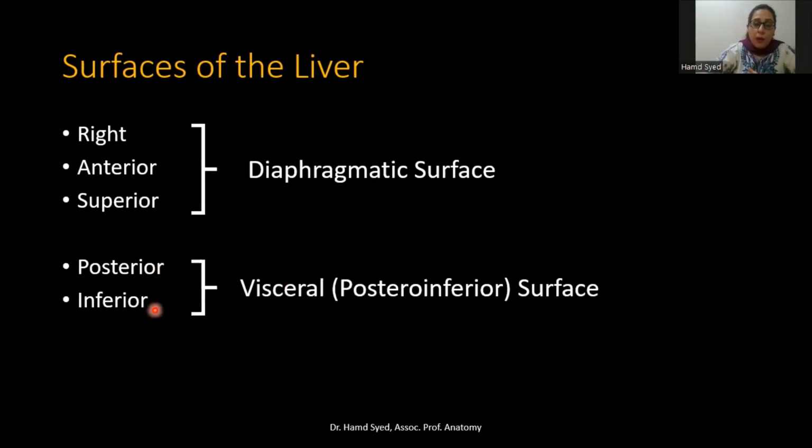So we can simplify the surfaces of the liver into these 2 main surfaces, one of which is the diaphragmatic surface, and then the other one, which is the visceral surface.